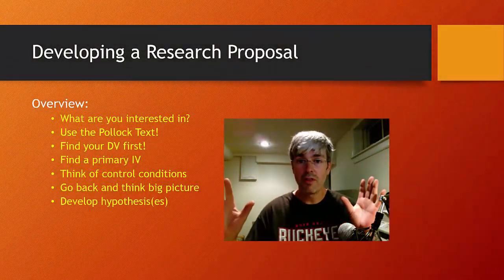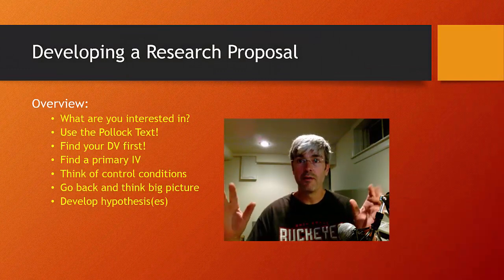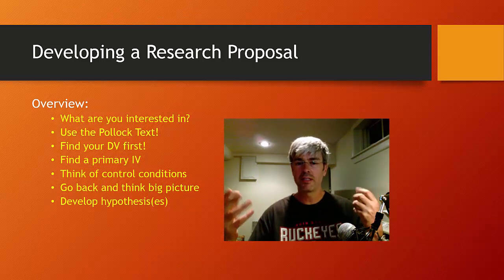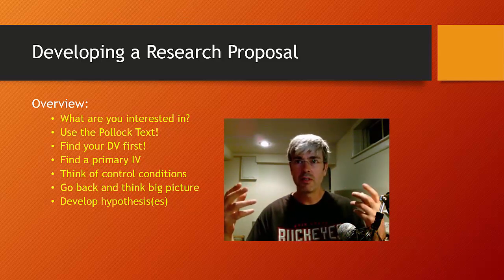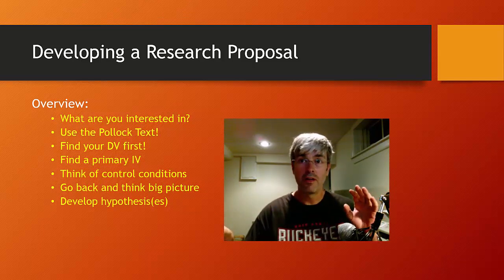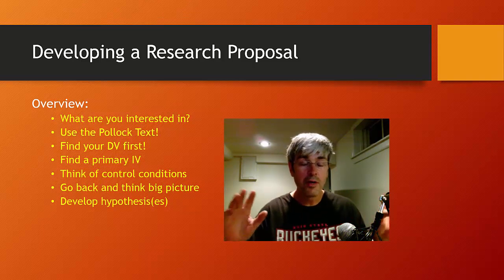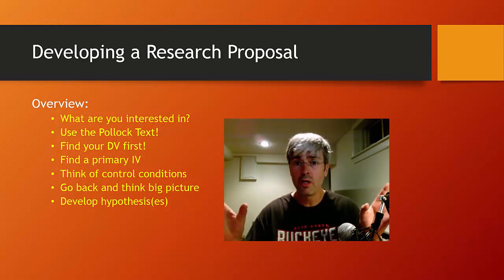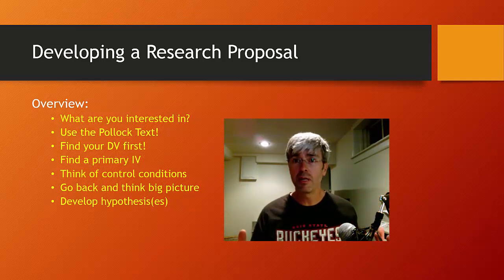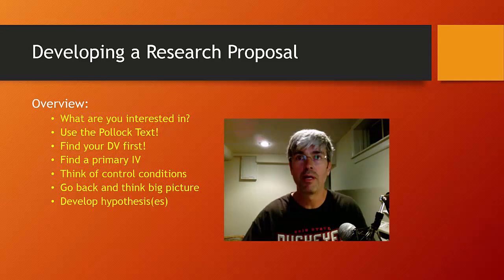We want to start with thinking about the things that you're interested in. You want to figure out what it is that you're interested in, and we're going to use the Pollock test to give us some variables for us to work with. Find your dependent variable first. We're going to find a primary independent variable. We're going to think of some other independent variables as it relates to control conditions. And then we're going to go back and think about the big picture, think how we can conceptualize, and we're going to develop hypotheses. And that's how we're going to begin.